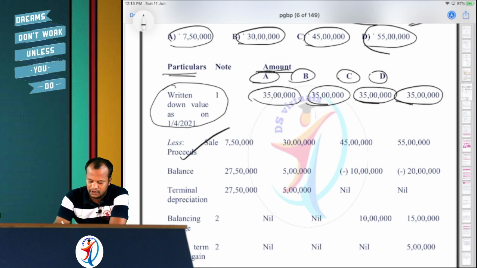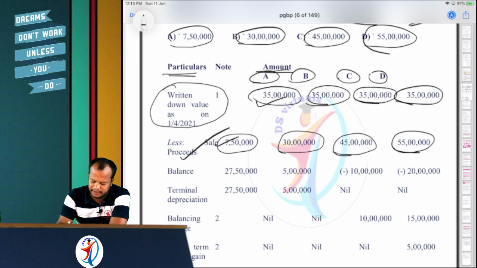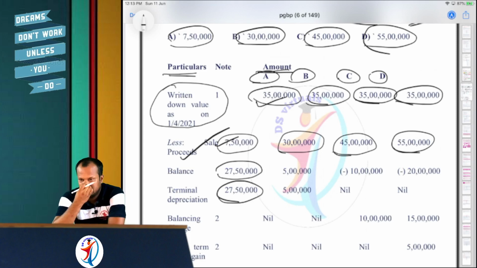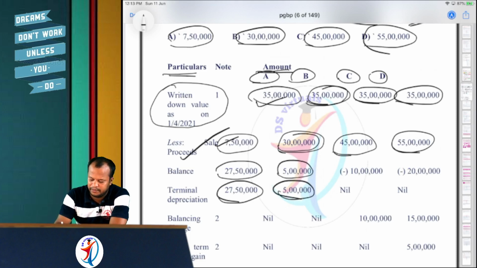Less sale proceed. For case A it is 7,50,000, for case B it is 30, for case C it is 45, for case D it is 55. So 35 lakh minus 7 lakh 50, 27 lakh 50,000, will be terminal depreciation. Next, 35 lakh minus 30 lakh, 5 lakh, will be terminal depreciation. Next, 35 lakh minus 45 lakh, 10 lakh, will be balancing charges.